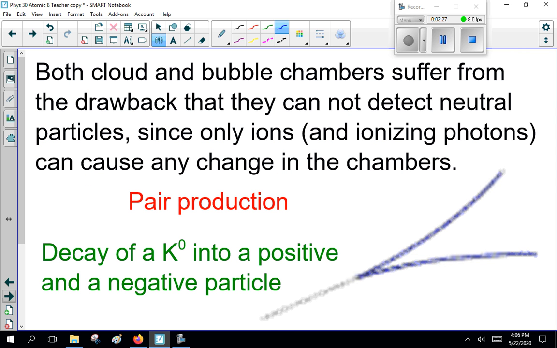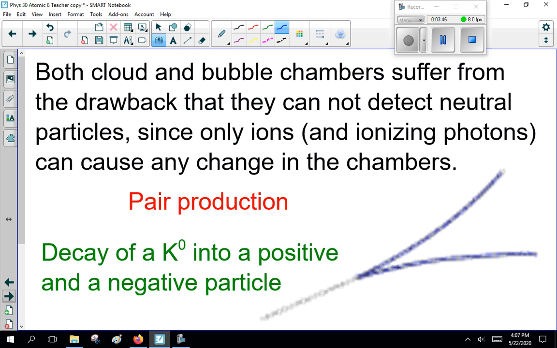Now, I want to stress both cloud and bubble chambers suffer from the drawback that they cannot detect neutral particles, since only ions and ionizing photons can cause any change in the chambers. Okay? That's the big thing. They only detect charged particles.